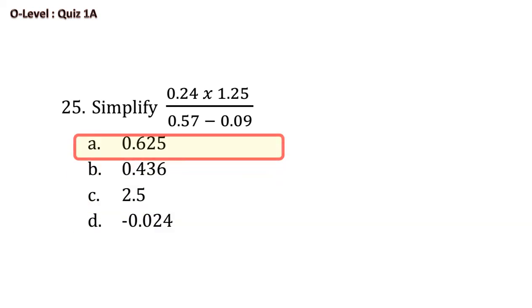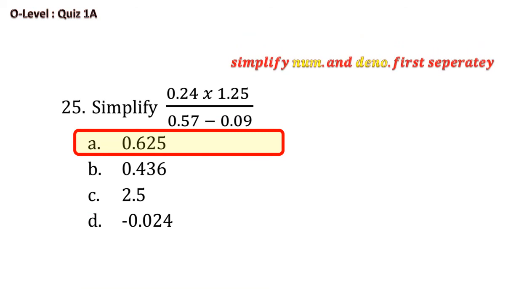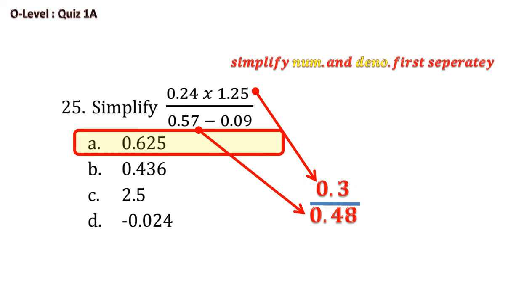What you have to do here is, you have to first of all simplify the numerator separately and simplify the denominator as well. Then we now combine the results. So from the numerator we have 0.3, and from the denominator we have 0.48. And when we divide this, we have 0.625 as our answer.